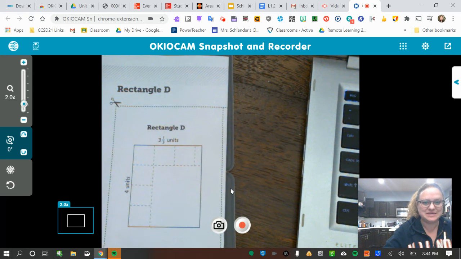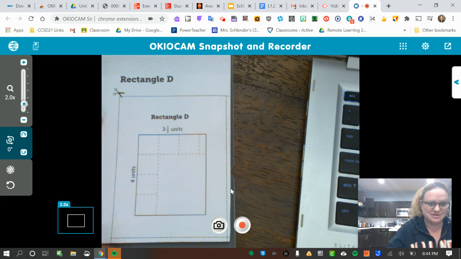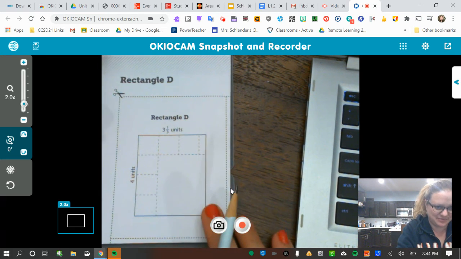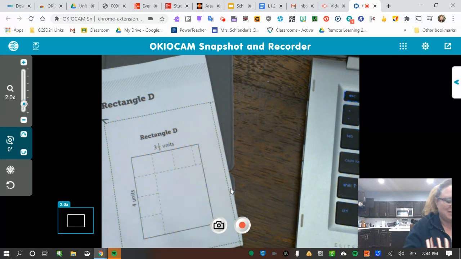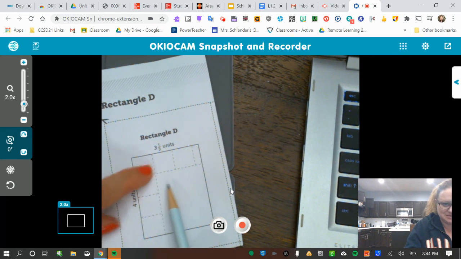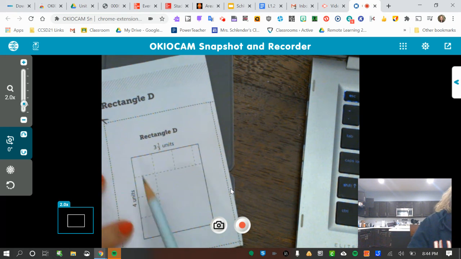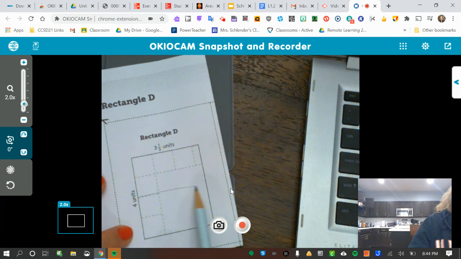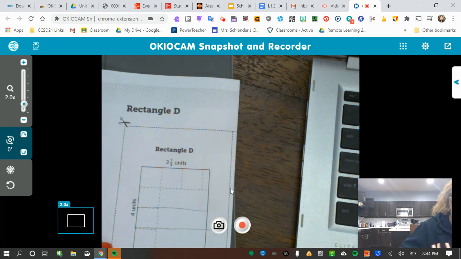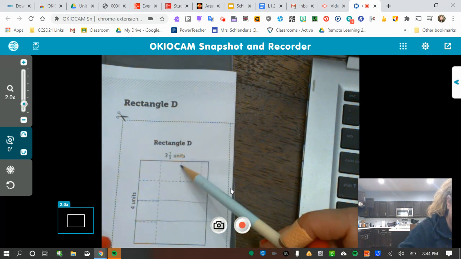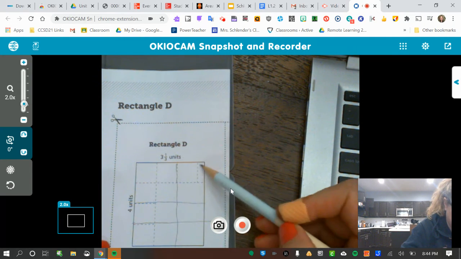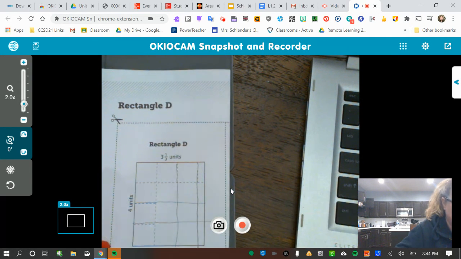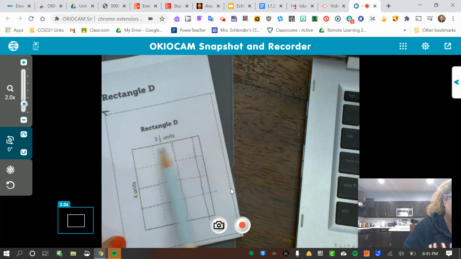All right, so here's rectangle D. And I'm going to show you how I would solve for this. So I see that this line is drawn in, so I'm going to sketch the other ones. I also use a ruler. So we're going to sketch in vertical lines. Okay. Now I'm going to count.